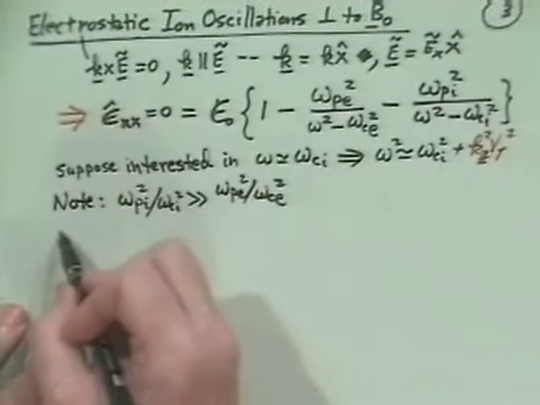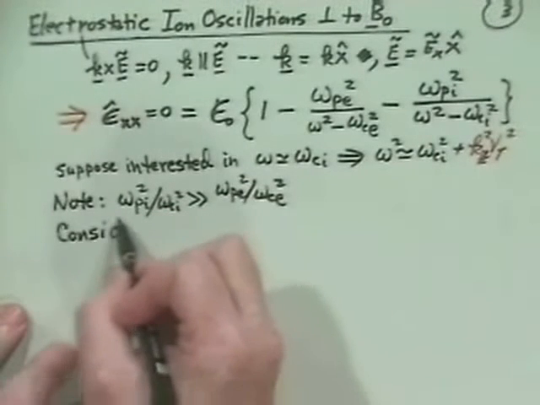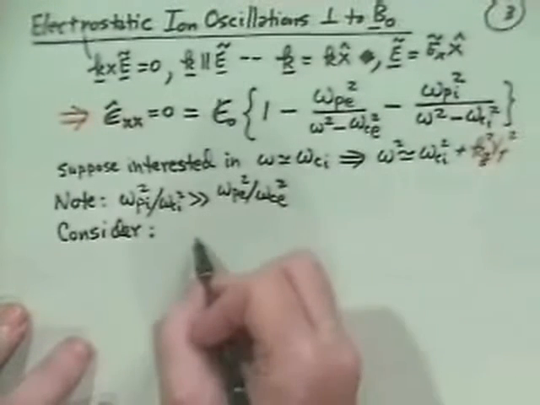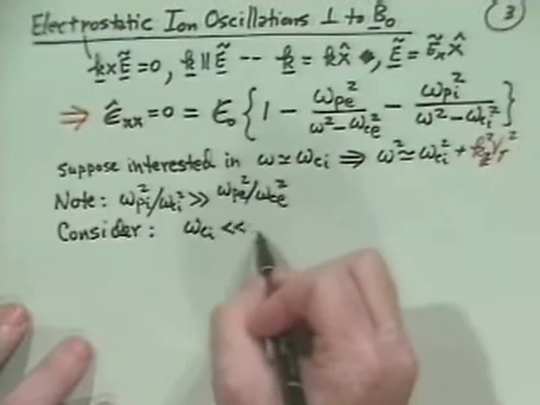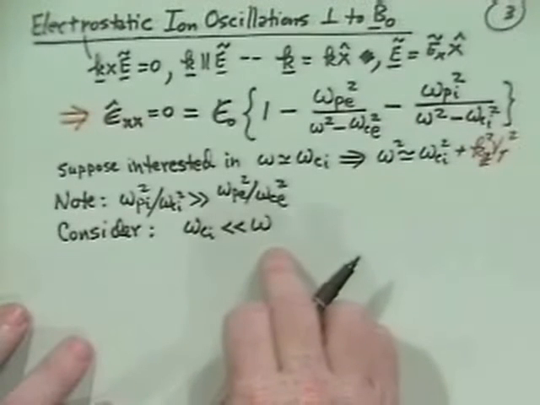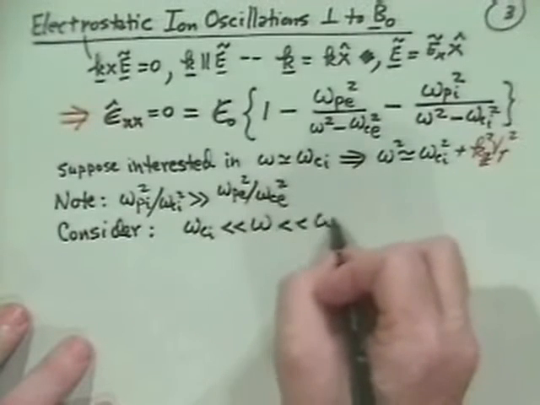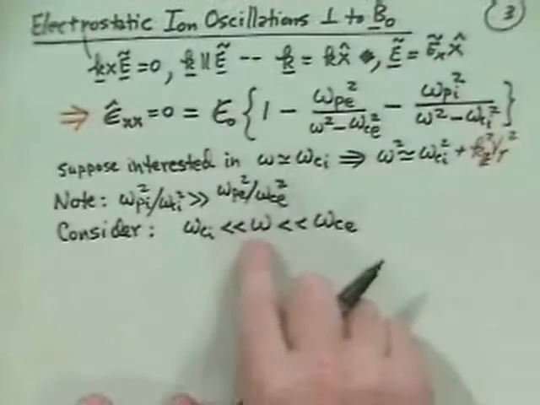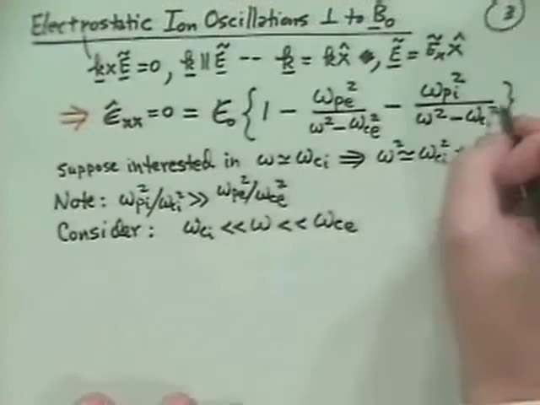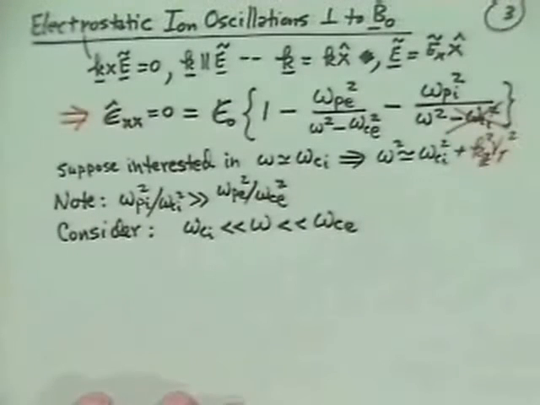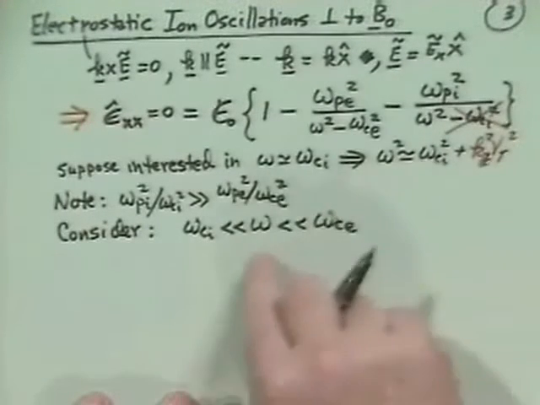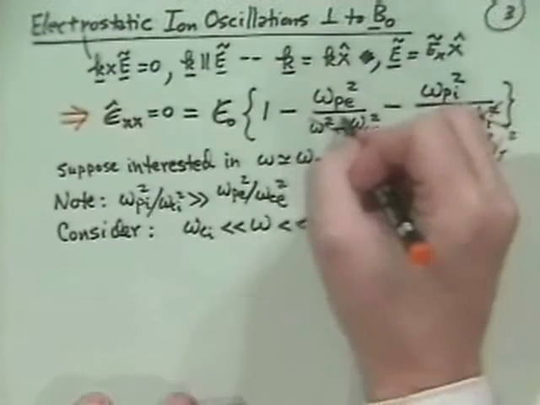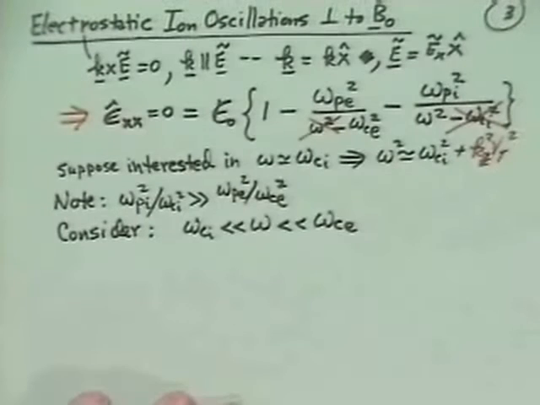So the interesting case is an intermediate frequency regime, which is much higher than the ion cyclotron frequency, but in turn much less than the electron cyclotron frequency. And this is going to be what's called a hybrid or intermediate frequency. Now, if the frequency is high compared to the ion cyclotron frequency, then we can more or less neglect the ion cyclotron frequency in there. And if the frequency is low compared to the electron cyclotron frequency, we can neglect the frequency squared in there.